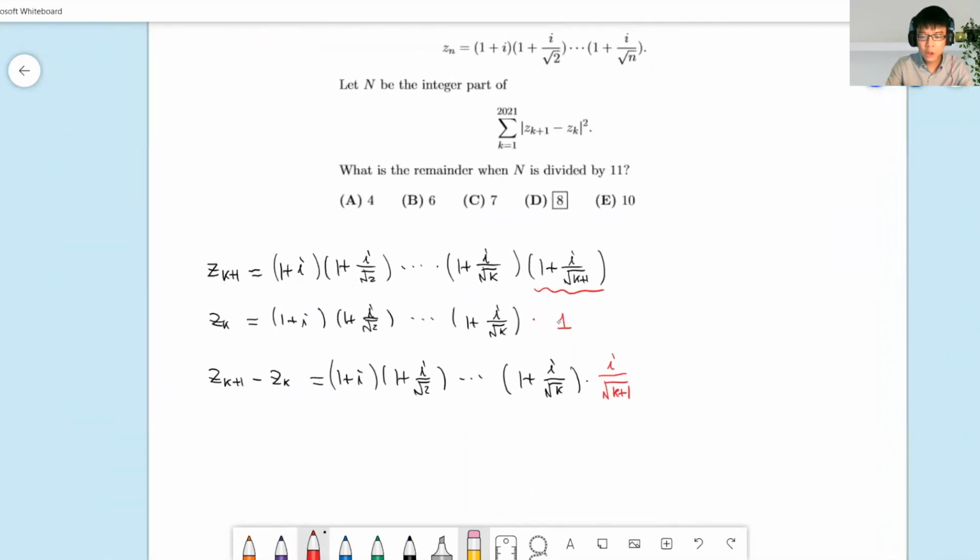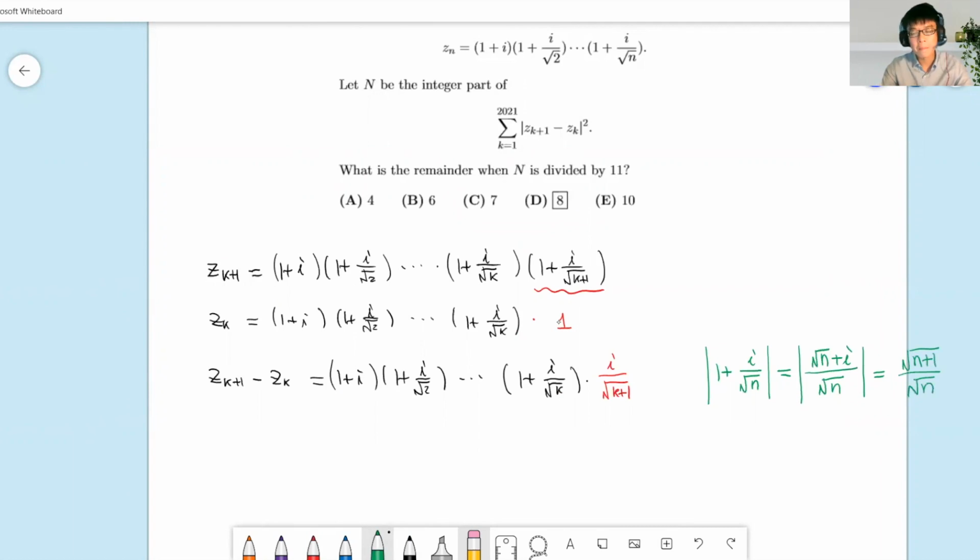And next, we shall consider its modulus, because in the summation it's the modulus squared. Now notice that we have (1 plus i) over root n. This is equivalent to root n plus i over root n. If we take the modulus, it's basically root n plus 1 over root n. Now let's apply this to z_(k+1) minus z_k.